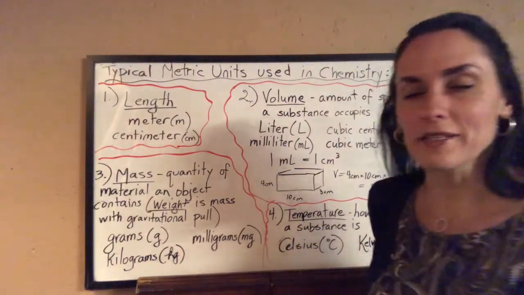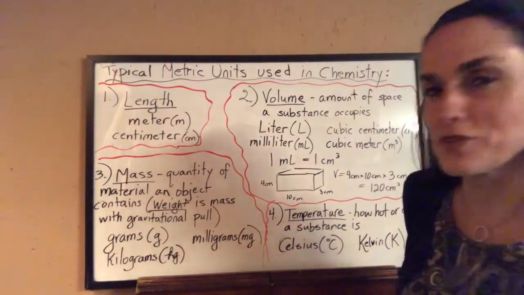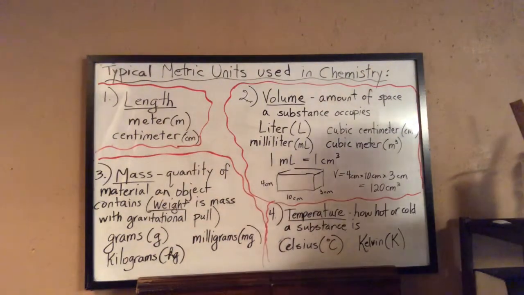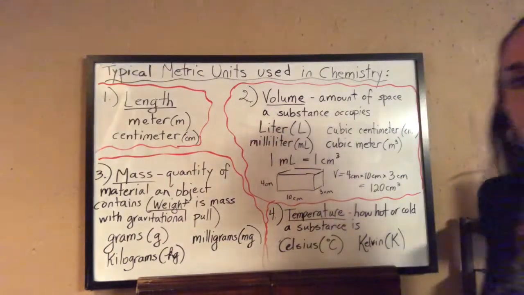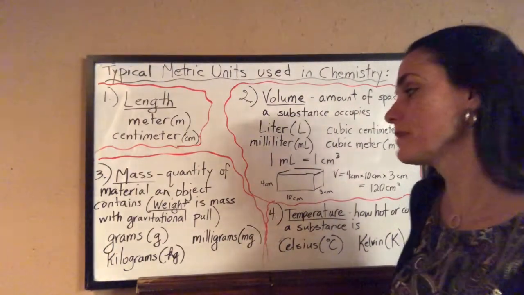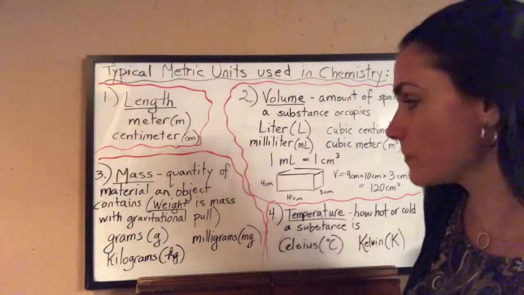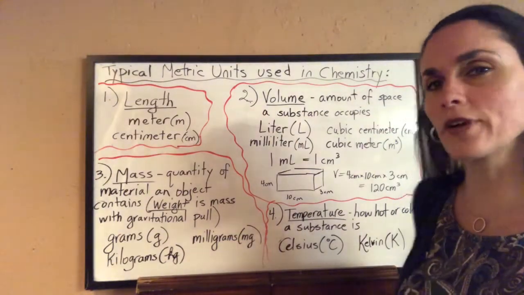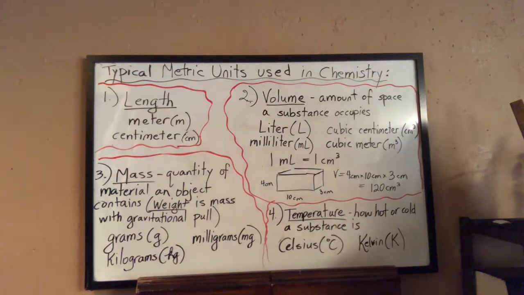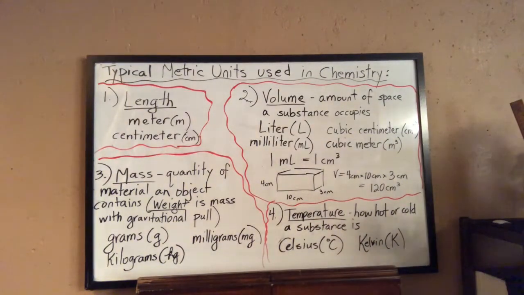We use the term mass more frequently in scientific measurement. The quantity of material an object contains, and the units in the metric system that we use to measure mass are commonly grams, kilograms, and milligrams. Now, even though gram is the base unit for mass, a gram is very small in terms of what you think of as an object that would weigh 1 gram.